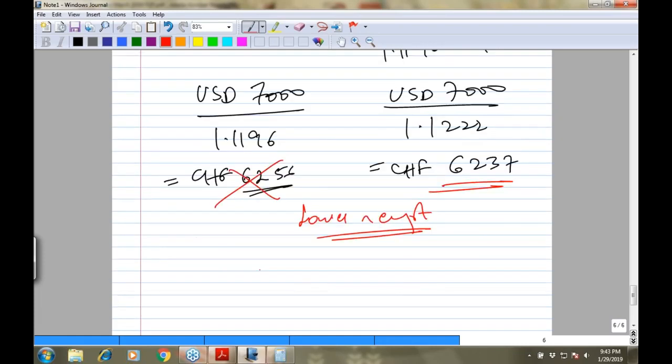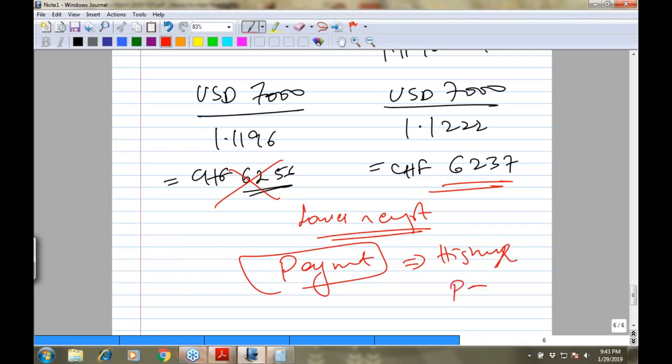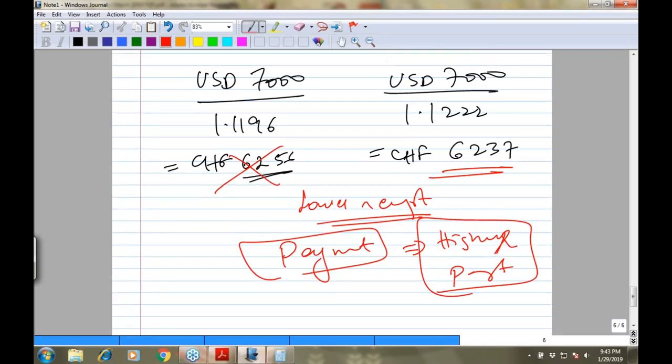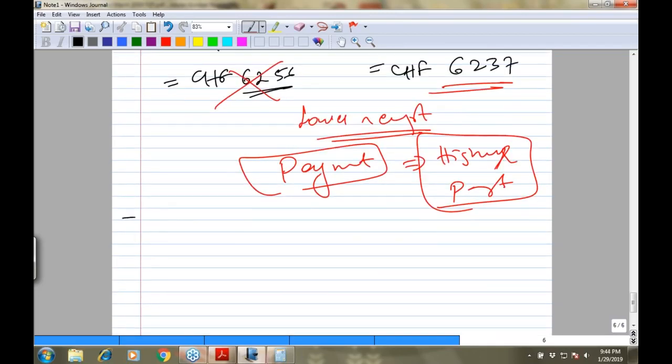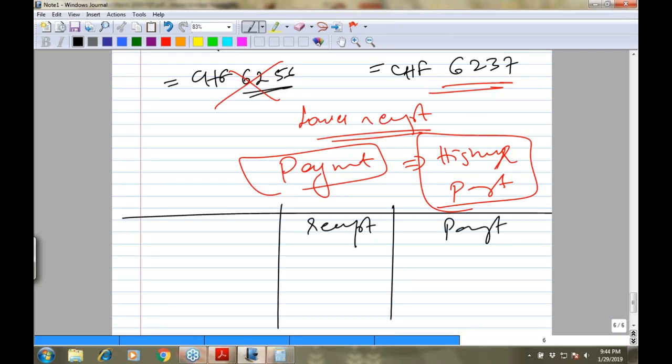And whenever you are expected to make a payment, the exchange rate is going to be the one which leads to higher payment. So that's what you have to remember. I can help you understand this, and you can actually rote learn this specific scenario also, which is when you have a receipt and when you have a payment.